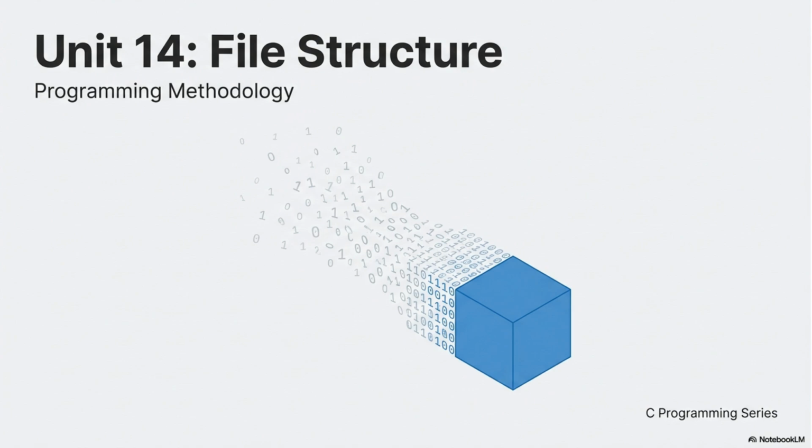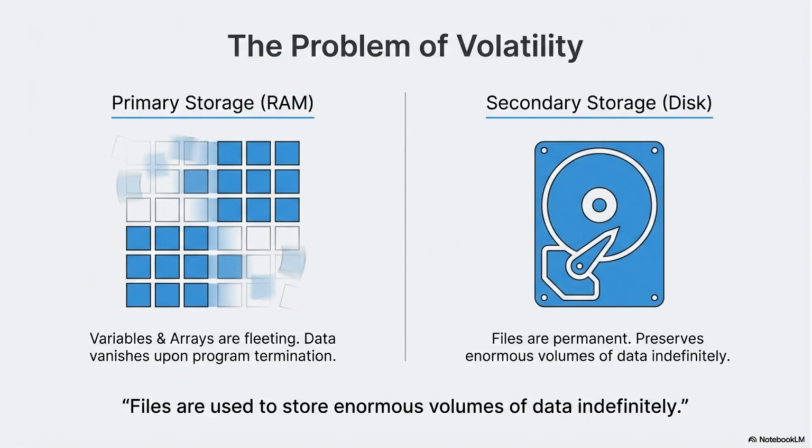Welcome to Unit 14 on File Structure, part of the C Programming series. We will explore how to manage files for persistent data storage. The problem of volatility shows that primary storage, or RAM, loses data upon program termination. Files, stored in secondary storage like a disk, are permanent and can preserve enormous volumes of data indefinitely.